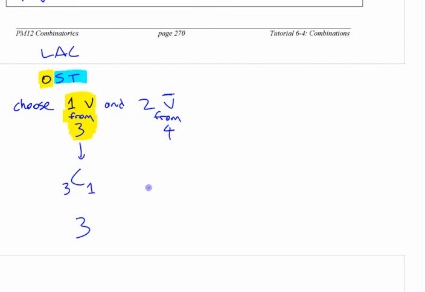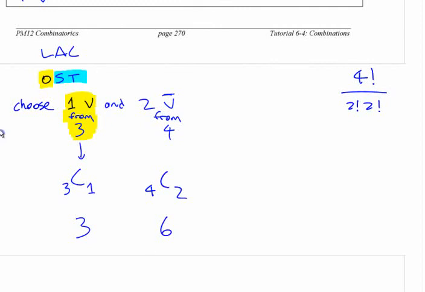From 4, you're choosing 2. 4C2. What is that? That one's not so easy to see what it is, right? Well, you could work it out here, right? It's 4 factorial over 2 factorial, 2 factorial. You can go to your calculator. You'll find that it's 6. You can feel like trusting me on that if you want, or you can go to your calculator.